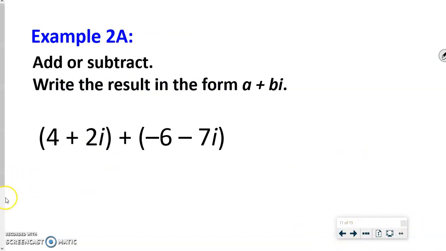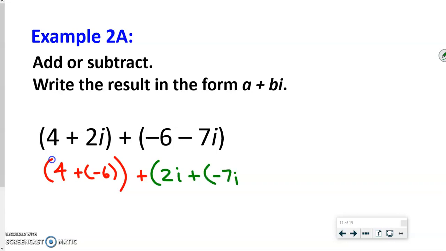So now we're going to work a couple problems, y'all. So what I'm going to do when I do this is I'm just going to put in one set of parentheses the real parts, and another set of parentheses the imaginary parts. So I'm going to do 4 plus a negative 6, and then I'm going to do plus my imaginary parts, 2i plus a negative 7i.